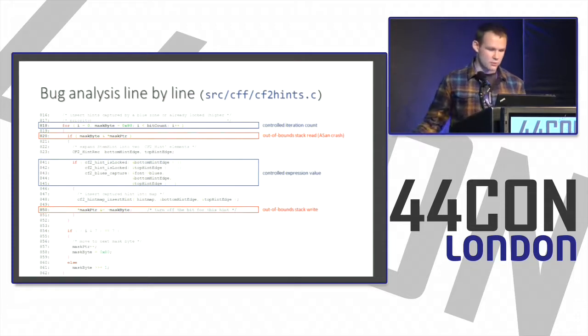So this is where the bug was actually triggered in the code. You have a loop iterating from 0 to bitCount, where bitCount is a fully controlled value. And the crash originally occurred in line 820 because of the fact that the mask pointer was referencing outside of the local mask buffer. But then you have a controlled expression value inside of an if statement, and if you can get it to be true, then you can also turn off specific bits outside of the buffer in line 850.